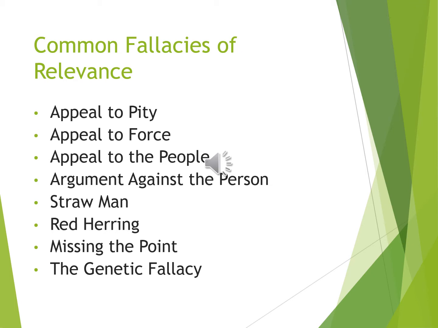So here's a list of some common fallacies of relevance, and these are the fallacies we're going to be covering in this slideshow. We've got the appeal to pity and the appeal to force. Those will be the ones we begin with, and those are probably the easiest to learn. We have the appeal to the people, which has a few different varieties. We have the argument against the person, which is also called the ad hominem argument, as we will see. And then straw man, red herring, missing the point, and the genetic fallacy.